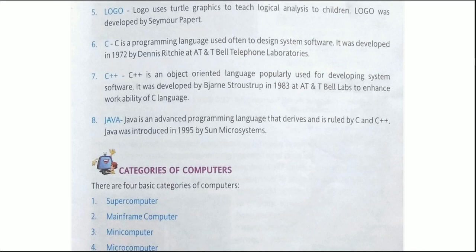Java is an advanced programming language that derives from and is ruled by C and C++. Yes, it is a very advanced programming language. Java was introduced in 1995 by Sun Microsystems. Now see, in the 7th class you are going to learn about C++, and from your 8th class you will be handling Java up till your 9th or 10th, or if you opt for computer science in 11th and 12th also. So that is all for today's class.